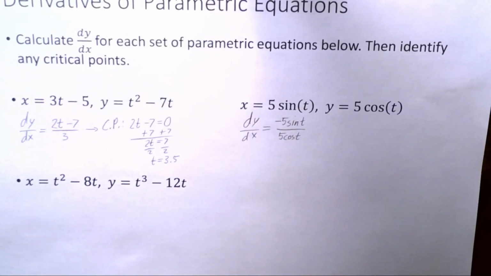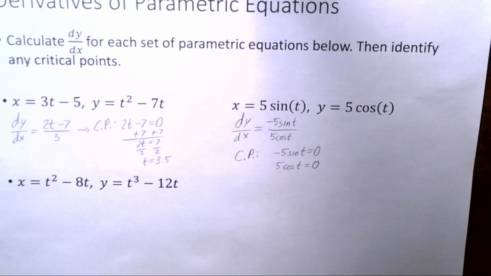For our critical points, the derivative will be 0 when the numerator is 0, and the derivative will be undefined when the denominator is 0. So for our critical points, we will set the numerator equal to 0 and solve, and we will set the denominator equal to 0 and solve.